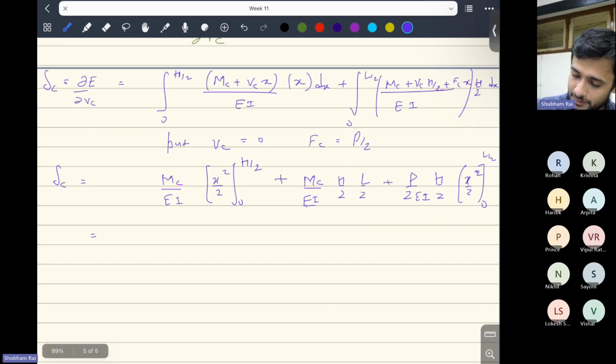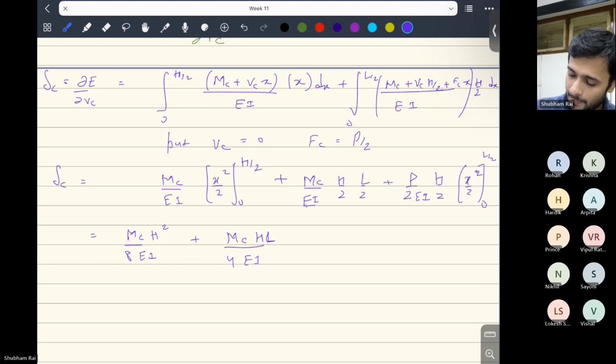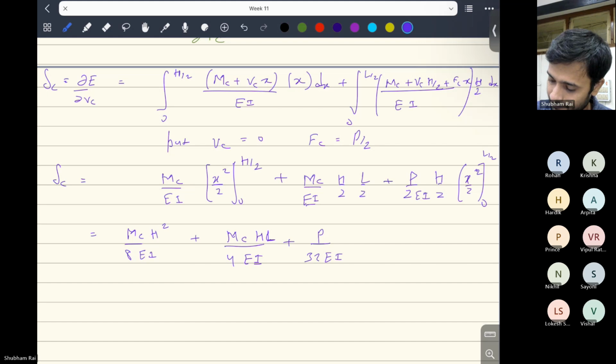So finally what you will get is MC over 8 EI, MC H square over 8 EI, plus MC HL over 4 EI, plus P over how much EI it will be. So 3 4 8 32 EI, and H into L square. Finally we get this.